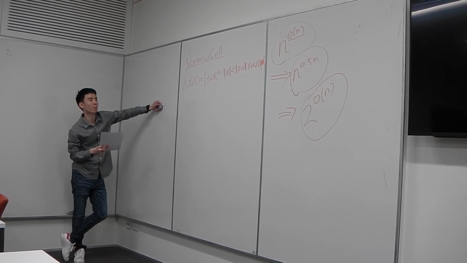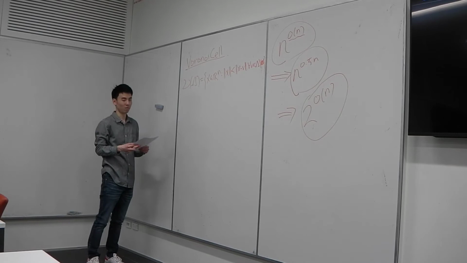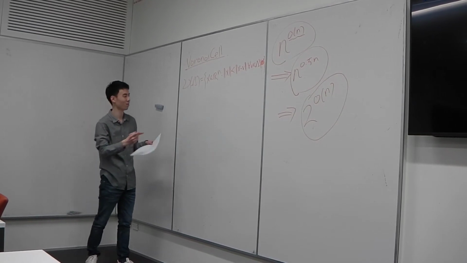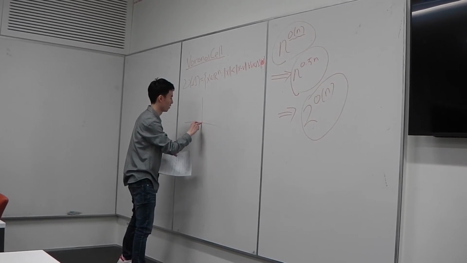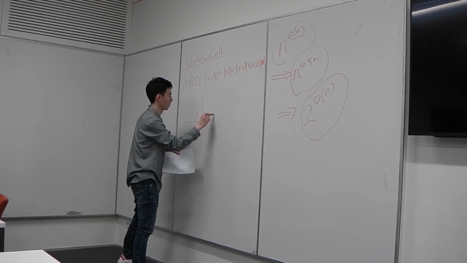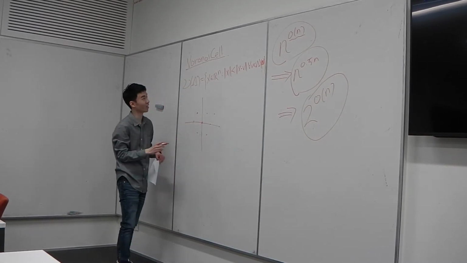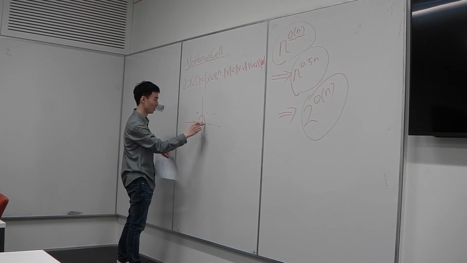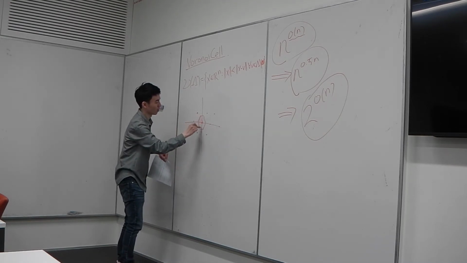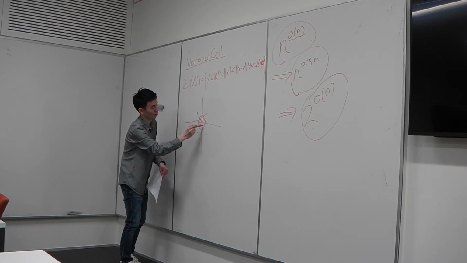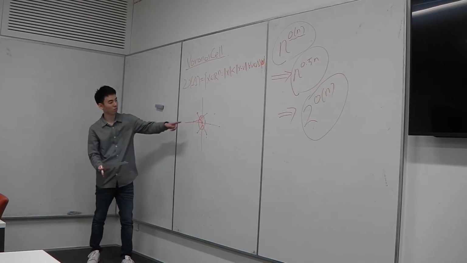So the Voronoi cell is the set of points that are closer to the origin than any other lattice points. So what it means is, if you have a lattice like that, the Voronoi region is kind of like that. This is the Voronoi region, because any point in this region is closer to the origin than any other lattice points. This is the definition of the Voronoi cell.